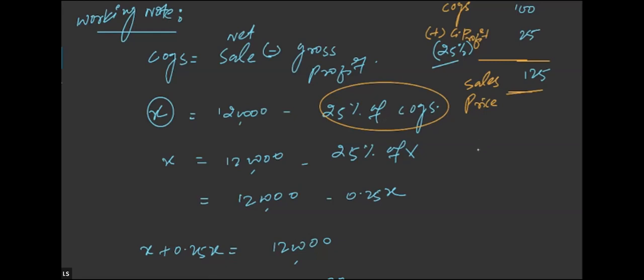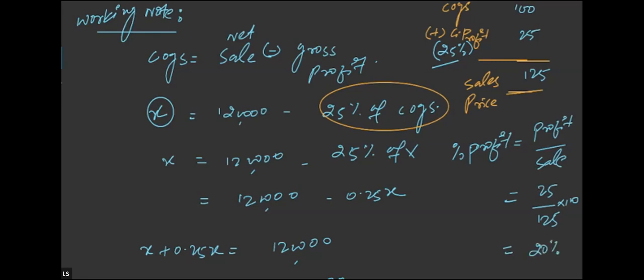But if I ask you what is the percentage of gross profit to the value of sales, then how will you find that out? If I wanted to find out the percentage of gross profit to the value of the sales, then I will simply divide the profit by the sales price. So it will be 25 divided by 125 into 100. When you calculate it, you will get 20%. Is this clear to you? So therefore, this is why we say that if gross profit is 25% of cost, that simply means it is 20% on sales value. Alexander, is this clear to you?